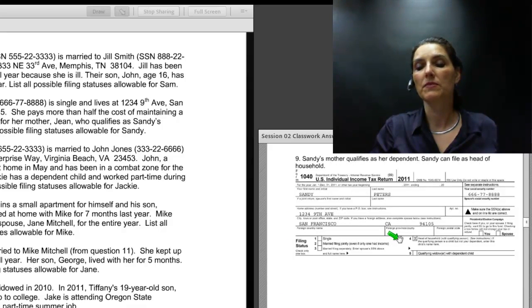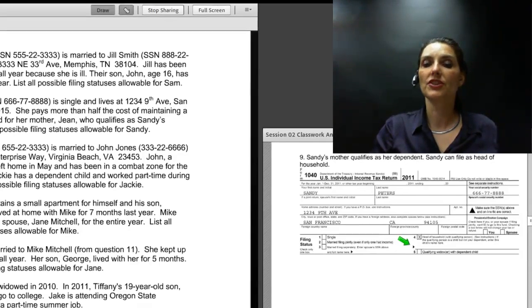You will note that the space underneath is blank. The reason is that Sandy will be entering her mother's name and social security number on line 6 of Form 1040 and claiming her dependency exemption. It is therefore not required to complete line 4.